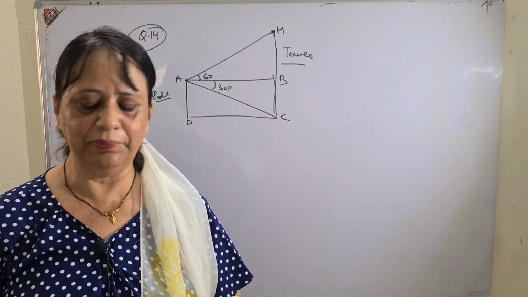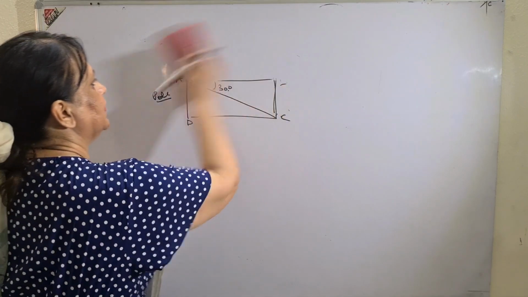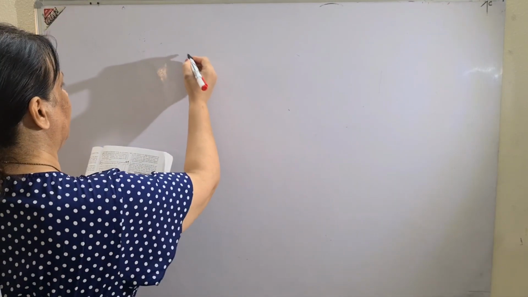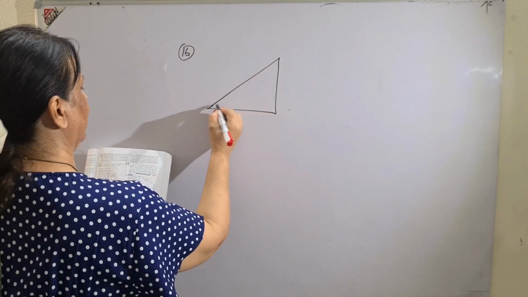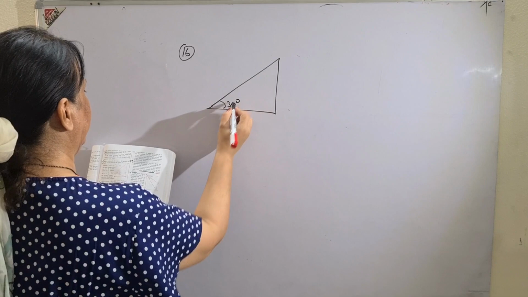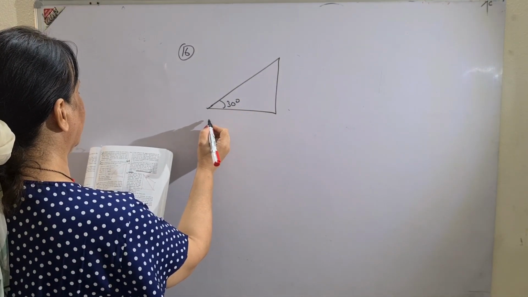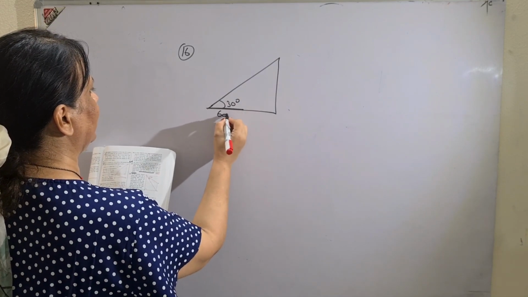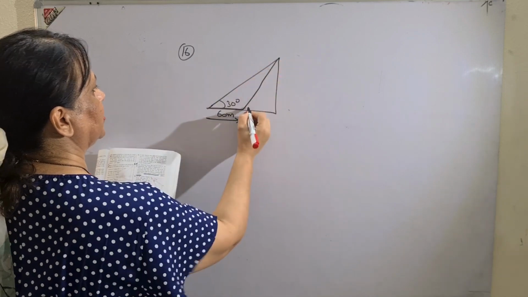Similarly, one more, question number 16. I'll give you the hint. A man observes the angle of elevation of the top of the building to be 30 degree. He walks towards it in a horizontal line through its base. On covering 60 meter, so 60 meter he is walking towards the building, the angle of elevation changes to 60 degree.